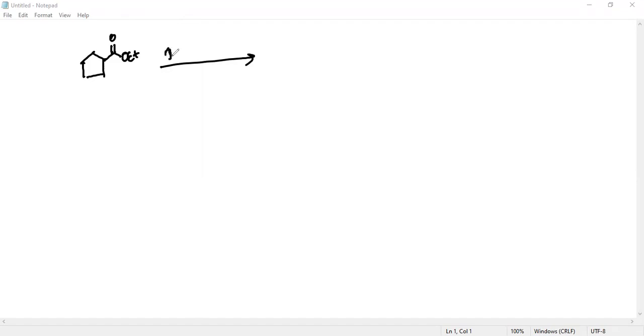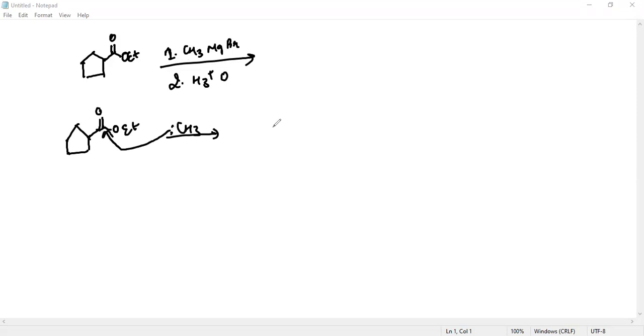Let's say we reacted with CH3MgBr, the Grignard reagent, and in the second step we protonate it with hydronium ion. So let's look into the mechanism. So what will happen? Who's the nucleophile? The CH3 is the nucleophile, right? So CH3 from here will attack on this carbonyl carbon, pushing the bond towards the oxygen.